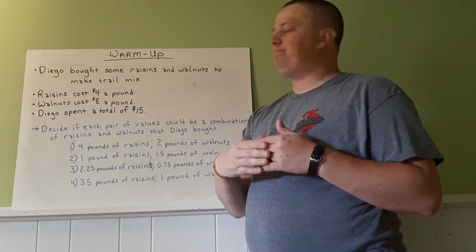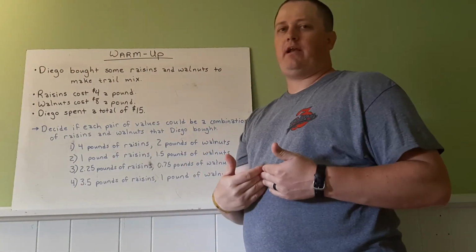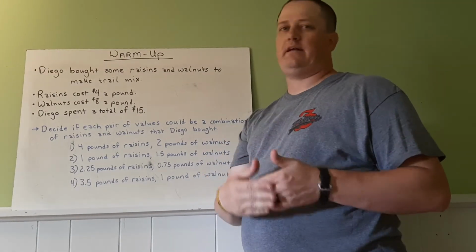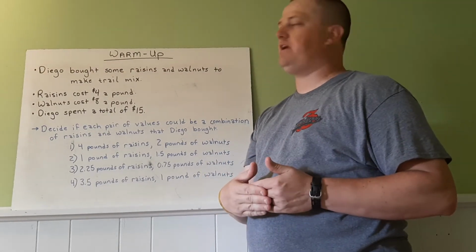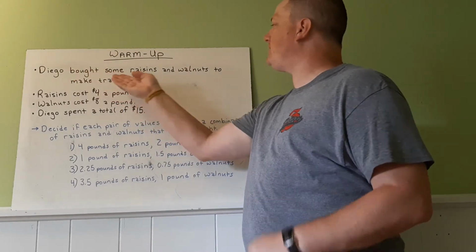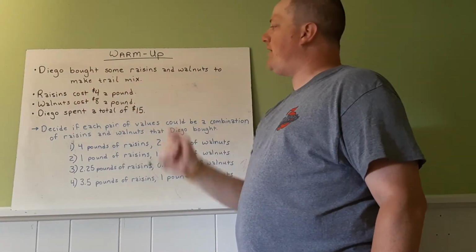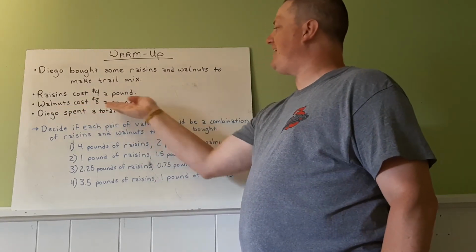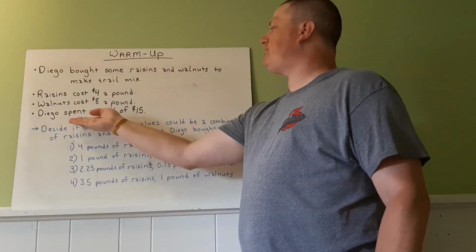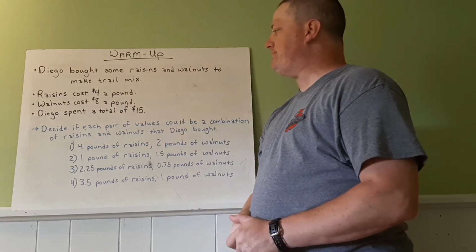All right, our warm-up. You need to bring what you get for answers to class tomorrow, and then that's going to start our discussion on systems of equations. So Diego bought some raisins and walnuts to make trail mix. Raisins cost $4 a pound, walnuts cost $8 a pound, and Diego spent a total of $15.